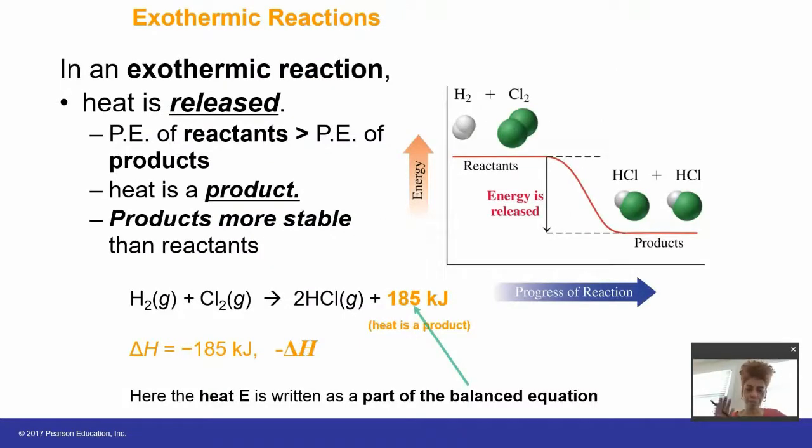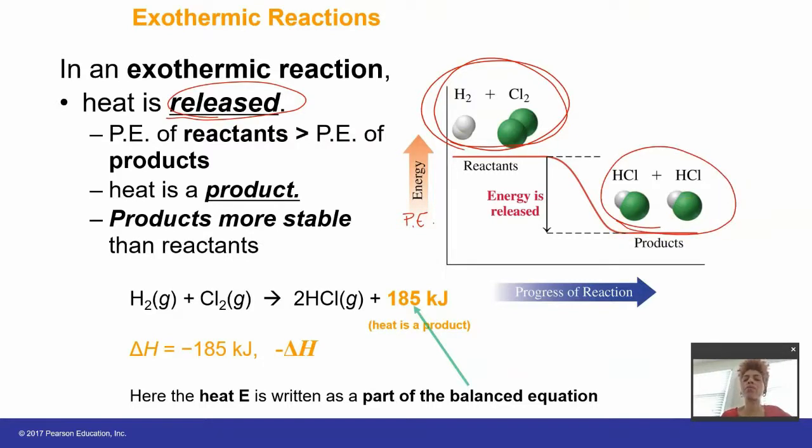Okay, so let's take a look now at the graphical representation of a chemical reaction to help us determine how we would know that we're looking at an endothermic or exothermic reaction. So for the exothermic reaction, remember heat is released. And what does that mean? We're looking at potential energy here, right? That means that the potential energy of our reactants is higher than the potential energy of our products. So in this reaction that we're looking at here, the hydrochloric acid is more or less stable.